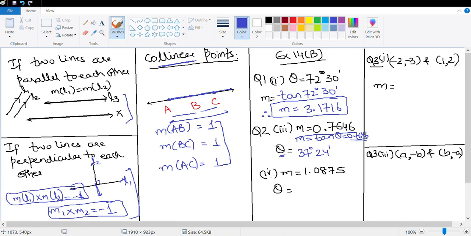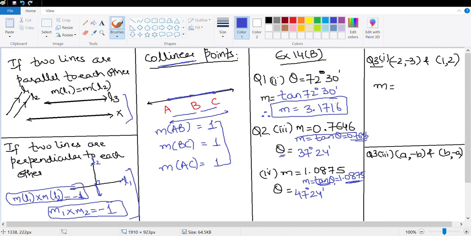The last part of this question, which is question 2, part 4. Again, m is given equal to 1.0875, which means m is equal to tan theta is equal to 1.0875. Looking at the trigonometrical table to figure out where I get 1.0875, I realize that theta is equal to 47 degree 24 minute. Maybe I'll make another video separately after this to revise how to read the trigonometrical table, but that will be after this. Let's look at question number 3.